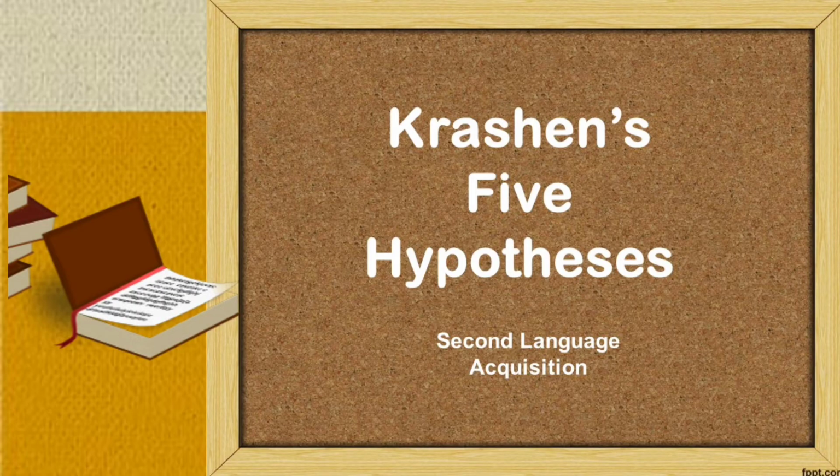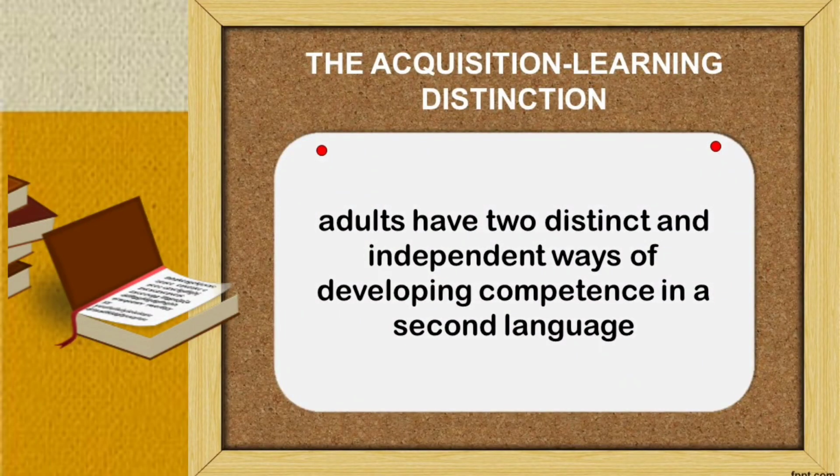Today, let's discuss Krashen's 5 hypotheses. First hypothesis is the acquisition learning distinction. It states that adults have two distinct and independent ways of developing competence in a second language.